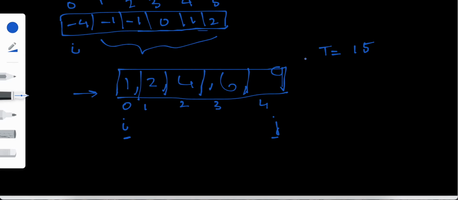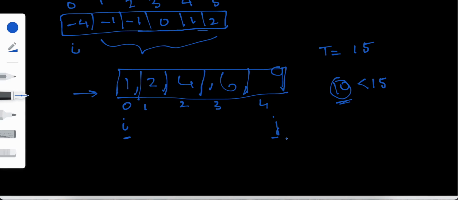Now 1 plus 9, what is 1 plus 9? Which is 10. Is my 10 greater than 15 or less than 15? 10 is obviously less than 15. Then what does it mean? That means I need to increase my sum, right? I have to increase my sum in order to make it equal to 15.